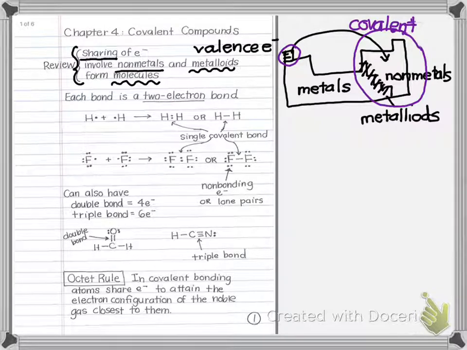So that's an overview of how we think about covalent compounds. We know they're going to share their valence electrons, that the elements will be nonmetals and some metalloids, and that they will form individual molecules, and we're going to learn how to illustrate what that molecule might look like. Now, when we talk about covalent bonds, we're talking about a bond that shares two electrons. So here's an illustration I have here with hydrogen.